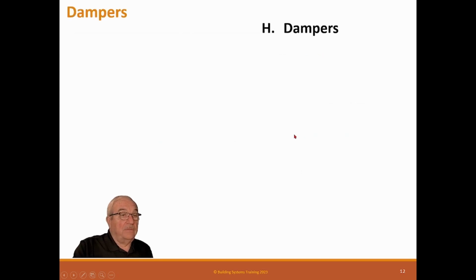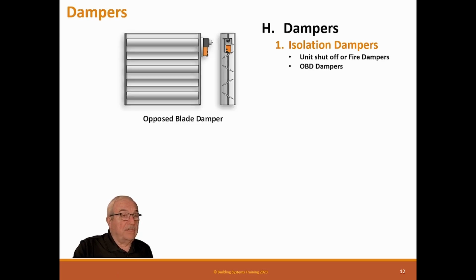So that's filters. Dampers. Okay, we can get isolation dampers to shut the unit off, especially for fire dampers. It can be fire or not. We get OBDs, or opposed blade dampers. And the OBDs have blades in here that oppose each other, and they shut off fairly positively.